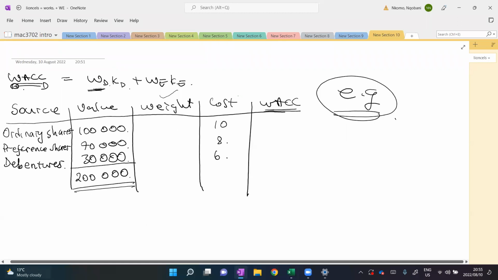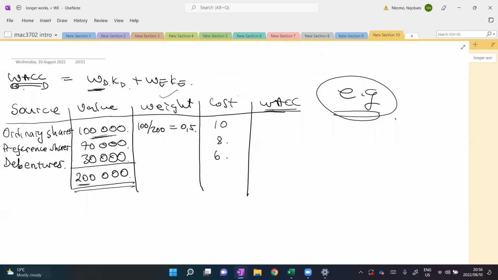So when you are looking at the weight of capital, which was your gearing ratio in the first part when we were looking at the ratios, for ordinary shares we are saying how many percent the ordinary shares are of the total capital of the entity. In this case, my ordinary shares are 100 and the total capital of the entity is 200. So the weight will be 100 divided by 200, which gives us 0.5. Do we see that? Good people? That is how we calculate the weight.